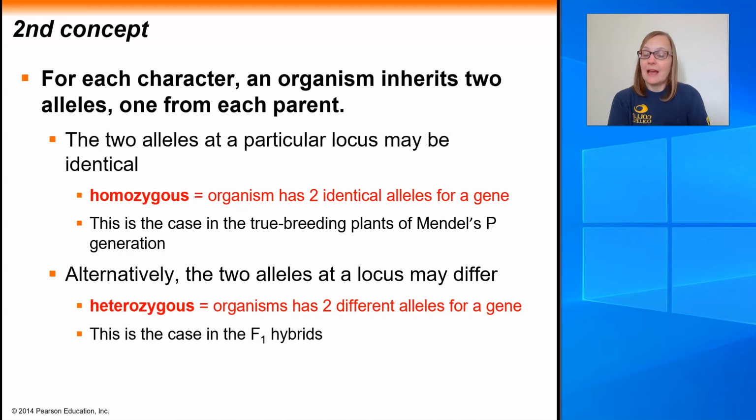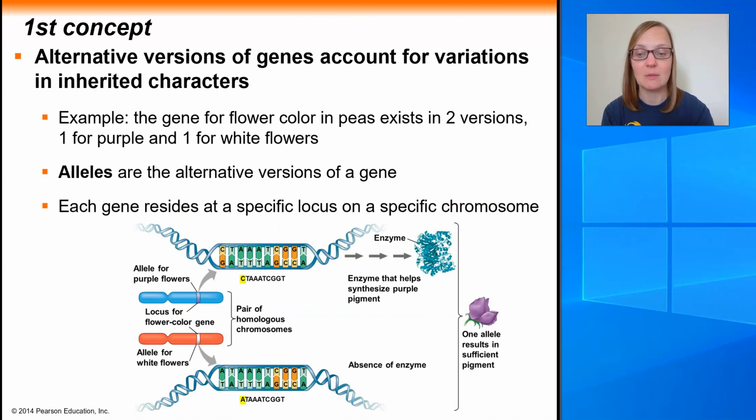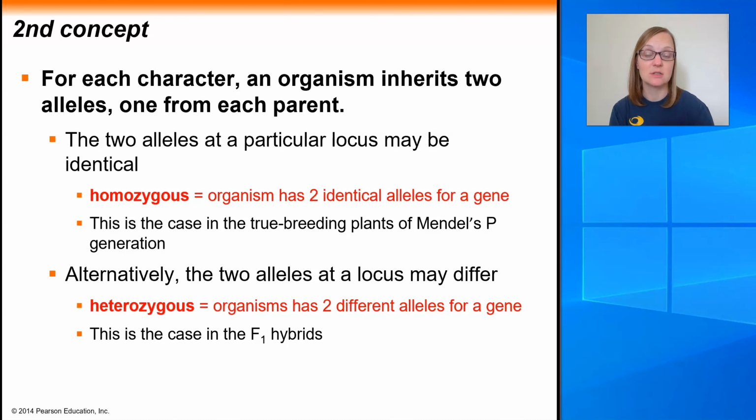On the other hand, you don't have to inherit the same allele from both of your parents. You might inherit one version of the gene from one parent and another version from the other parent. In this case, if you are an organism that has two different alleles for a particular gene, you are what is called heterozygous for that particular gene. And this is the case for the F1 hybrids. Right? If we take one step back, they inherited one purple allele from the purple true breeding parent and one white allele from the white true breeding parent. And so they are heterozygotes. The F1 generation are heterozygotes for the flower color gene.